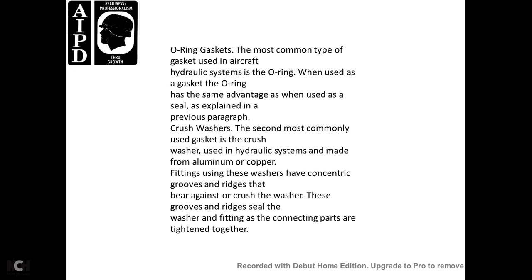O-ring gaskets. The most common type of gasket used in aircraft with a hydraulic system is the O-ring. The advantages of using an O-ring gasket are the same as those explained for seals in the previous paragraph. The crush washer. The second most commonly used gasket is the crush washer, used in hydraulic systems and made from aluminum or copper. The fittings used with these washers have concentric grooves. The ridges bear against the crush washer, and these grooves form a rigid seal as the washer is tightened between the fitting and the connecting parts.